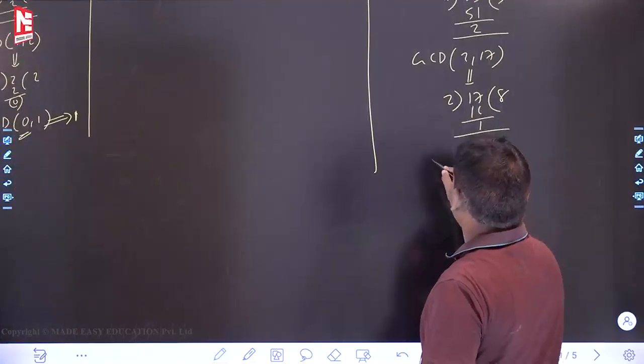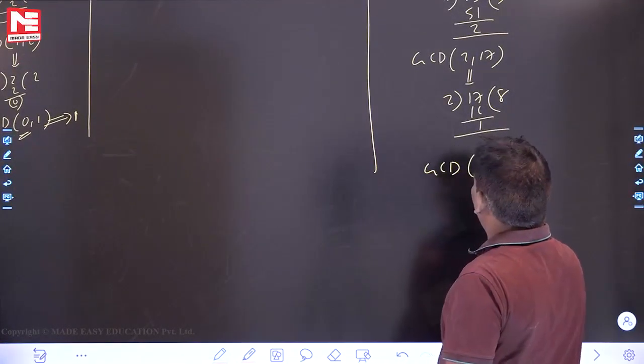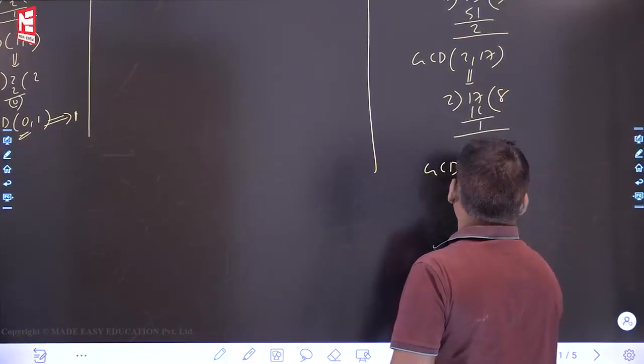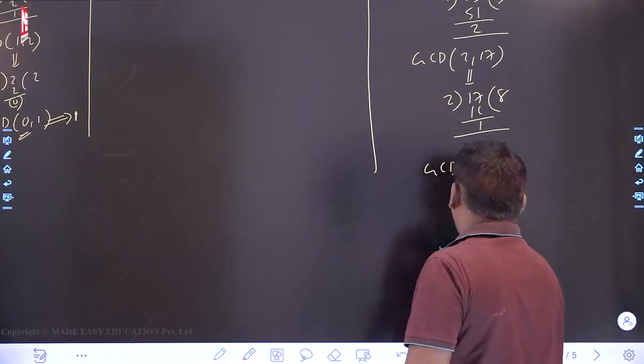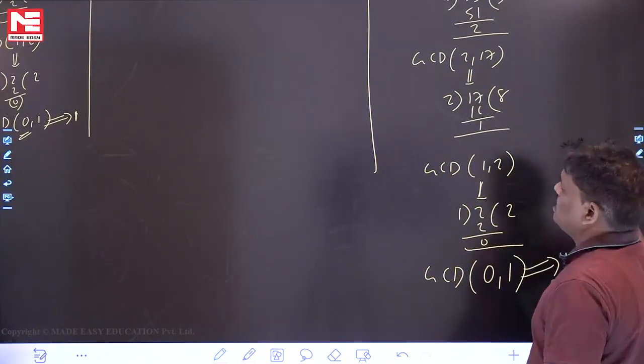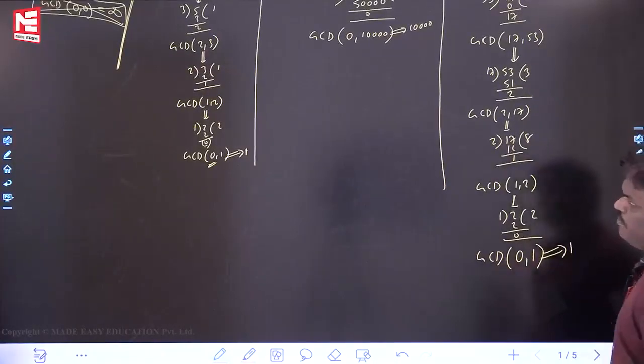Next one, GCD of 1 comma 2. Same. 1 is here, 2 is here. 1 2 is 2. Remainder 0. Next one, GCD of 0 comma 1. Right? Answer is 1. Like that. This is the way how to compute the GCD.